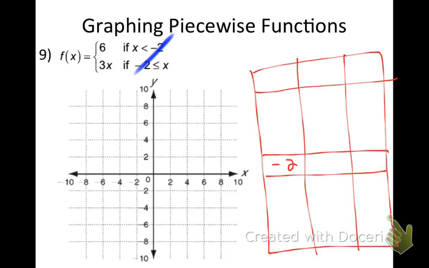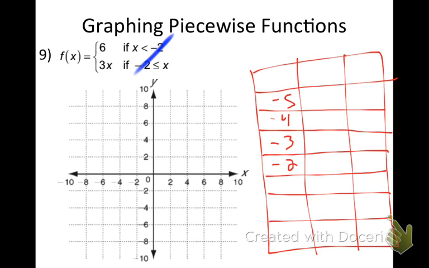And then I'm going to go less than -2, which is -3, -4, and -5. And then I go greater than -2, and I get -1, 0, and 1. Then I plug into my functions here. I have 6, and I have 3x.